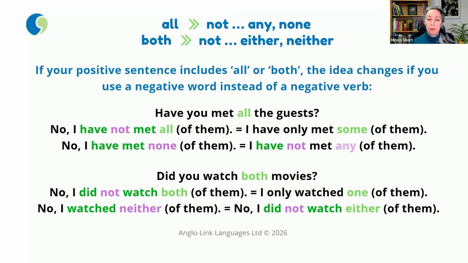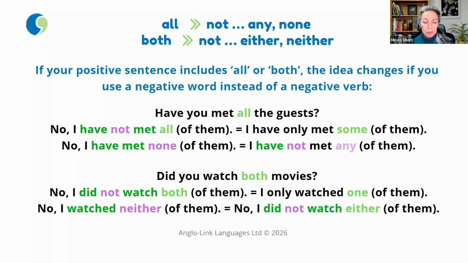For example, have you met all the guests? If you make your verb negative and say, no, I have not met all of them, what you mean is that you have only met some of them. Not all of them, but some of them. Whereas if you use the negative word none and say, no, I have met none of them, now the meaning has changed to I have not met any of them. So zero.